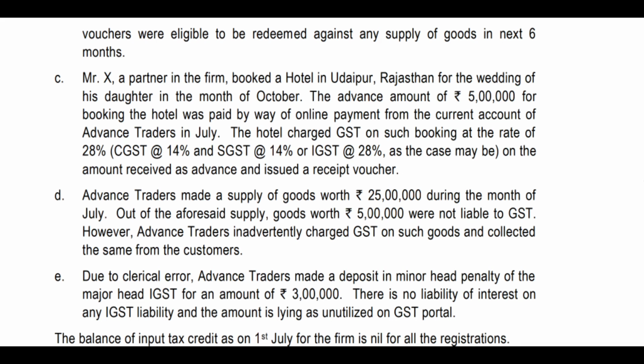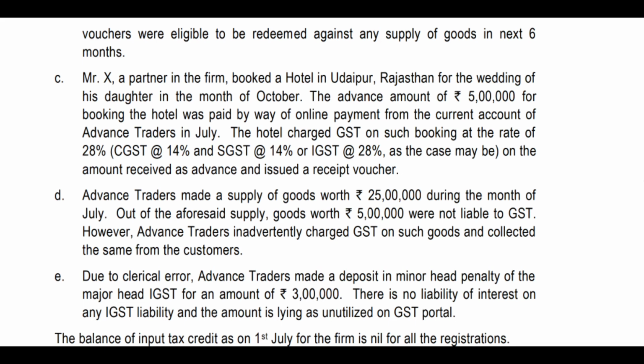Point number C. Mr. X, a partner in the firm, booked a hotel in Udaipur, Rajasthan for the wedding of his daughter in the month of October. The advance amount of 5 lakh for booking the hotel was paid by way of online payment from the current account of Advanced Traders in July. The hotel charged GST on such booking at the rate of 28% on the amount received as advance and issued receipt voucher. So on this kind of supply, they are not going to get ITC, and this is a block credit point.